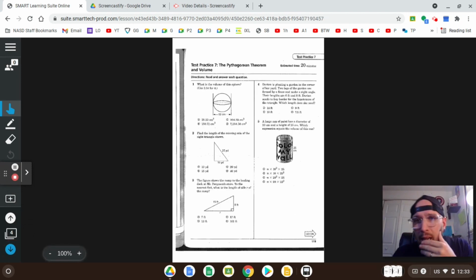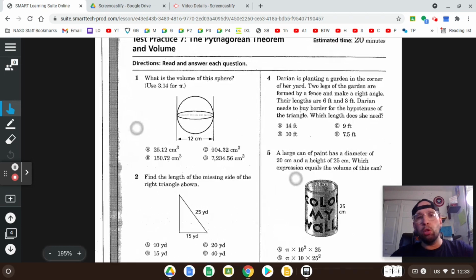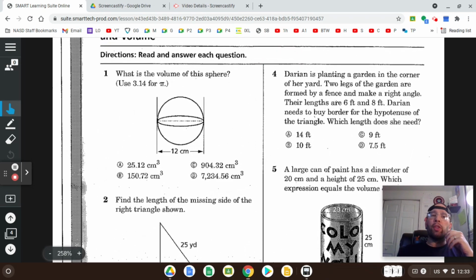So let's start this packet. We've got another 20-minuter, and most of these have to do with finding the volume or Pythagorean theorem. So, what is the volume of this sphere? Use 3.14 for pi. Now, usually I use the pi button for pi, but this is telling me to use 3.14, so that's what I'm going to do.